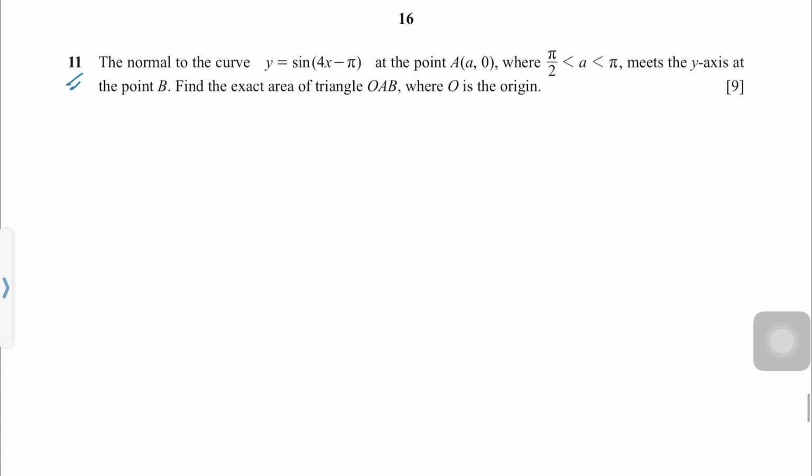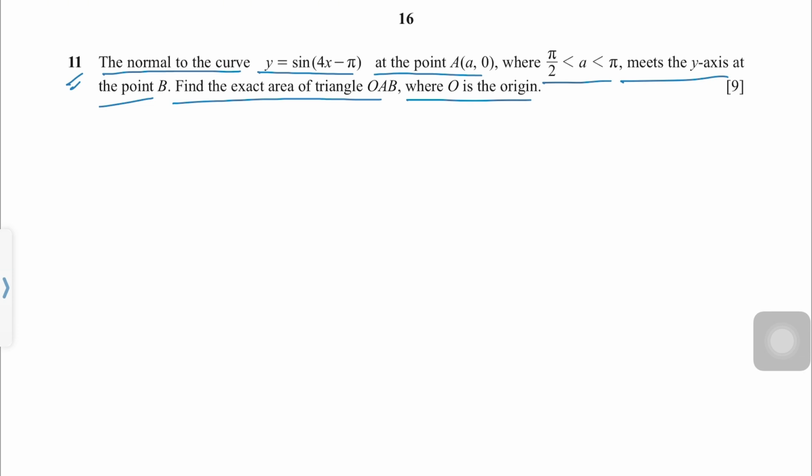Now moving on to question 11, I guess this is our final part. The normal to the curve y equals sine(4x minus pi) at the point A, comma 0, where A exists in pi by 2 till pi, meets the y-axis at the point B. Find the exact area of the triangle OAB where O is the origin. Now, first of all, we need to calculate our A.